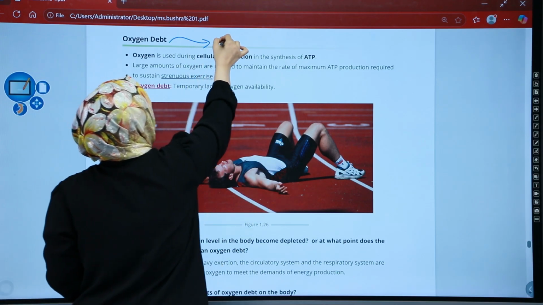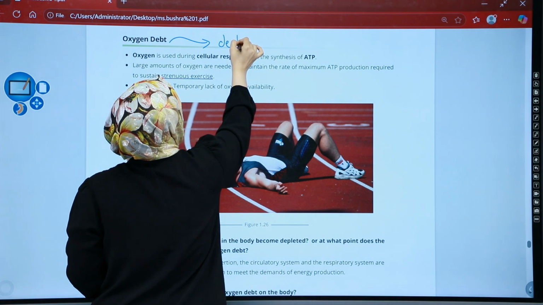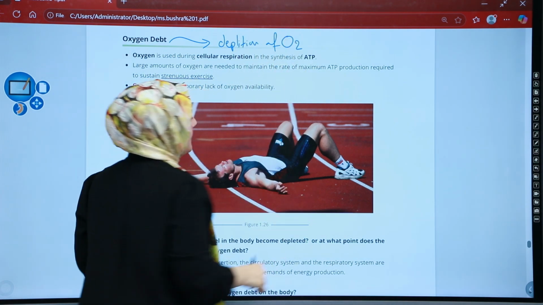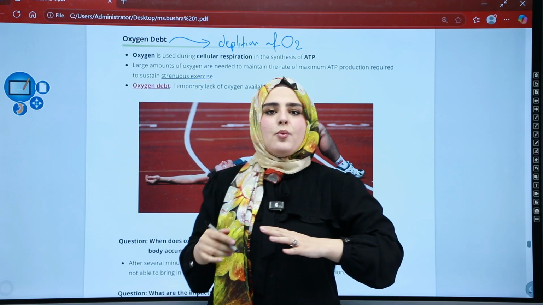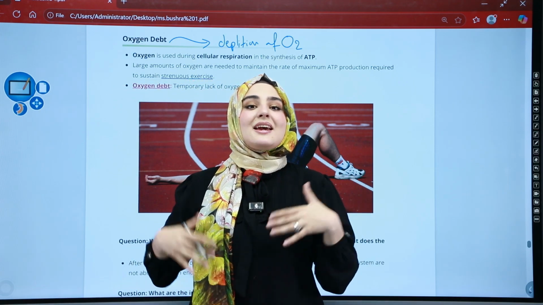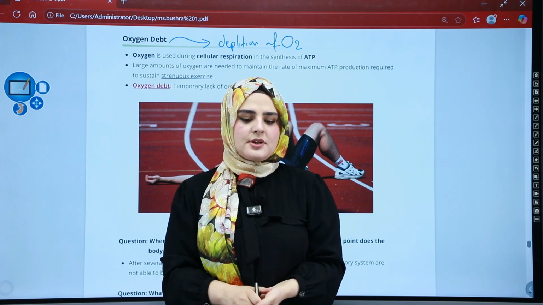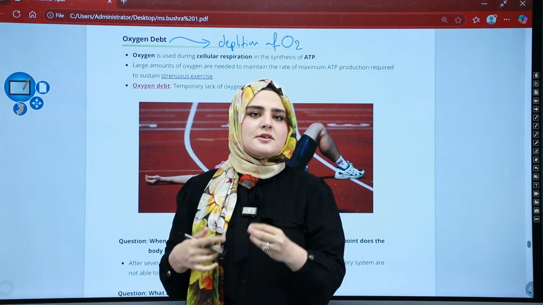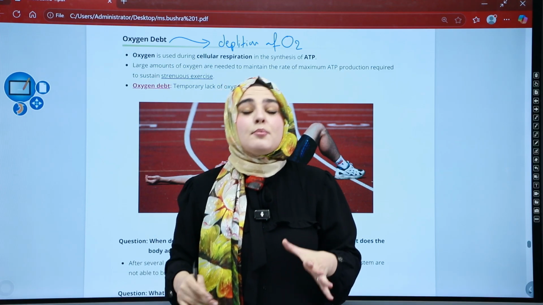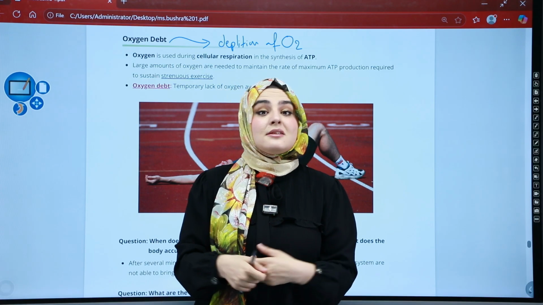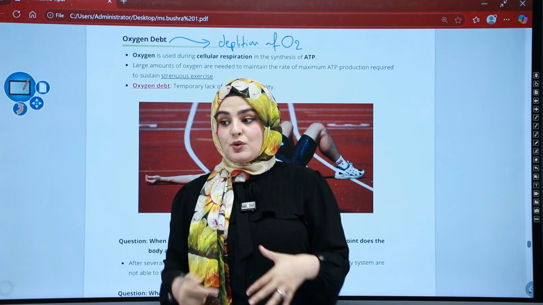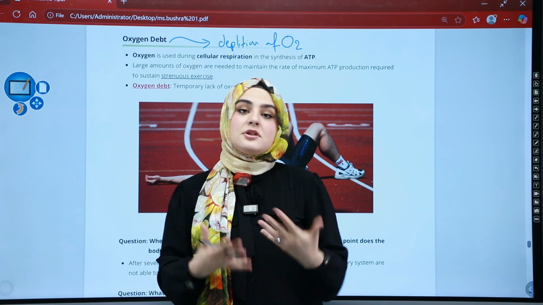When you had a depletion of O2 at a moment. When does that happen? When oxygen is used extensively during an exercise. See, you're okay right now. Your body provides you enough oxygen for normal tasks. But when you start exercising, the demand of oxygen becomes more because you're doing more. So the body did not get adapted to this change.